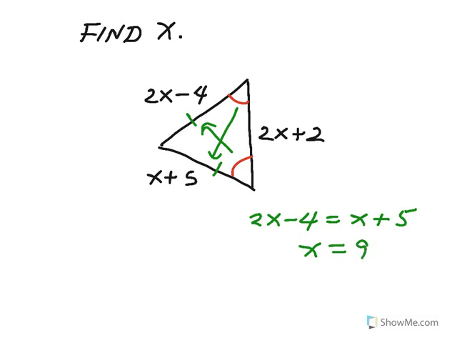And that would mean that this side 2x minus 4 is 2 times 9 minus 4, or a length of 14. And this congruent side would be 9 plus 5, which would be 14. And if we had to find the base, it would be 2 times 9 plus 2, so 18 plus 2, or 20.